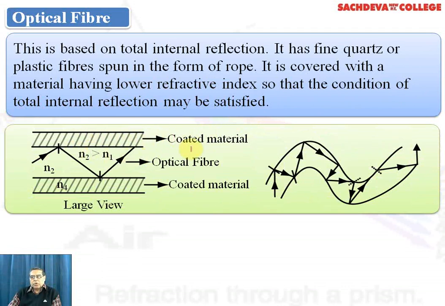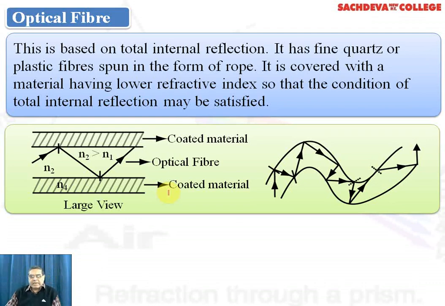Now two figures are shown. On the left side, the coated material is indicated on the top and the bottom portion, and the whole figure is the optical fiber. The intermediate medium, between the two coatings, has a different refractive index. So incident light striking it passes in the air medium in the tube, and it is successively reflected. It is shown in the form of a tube on the right side.